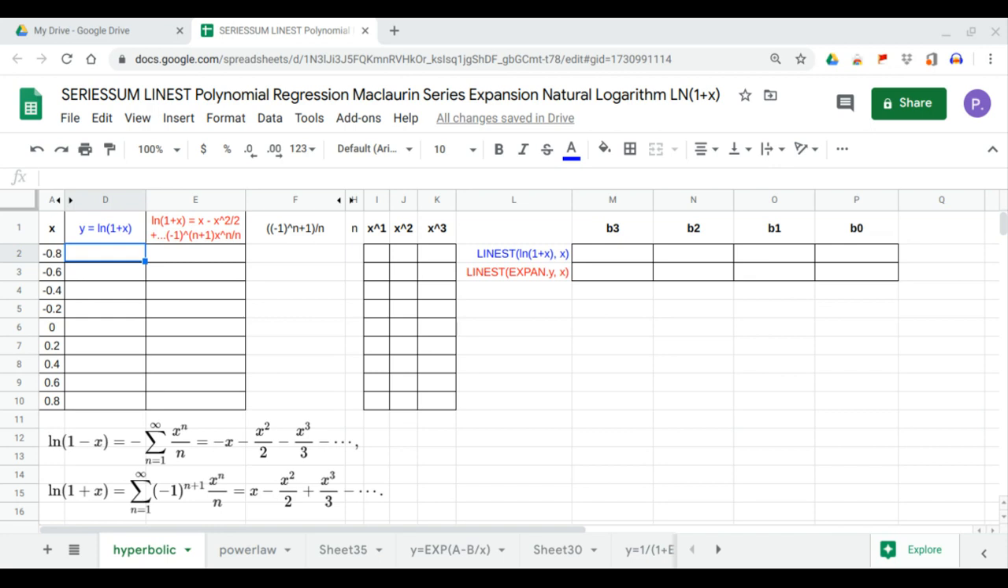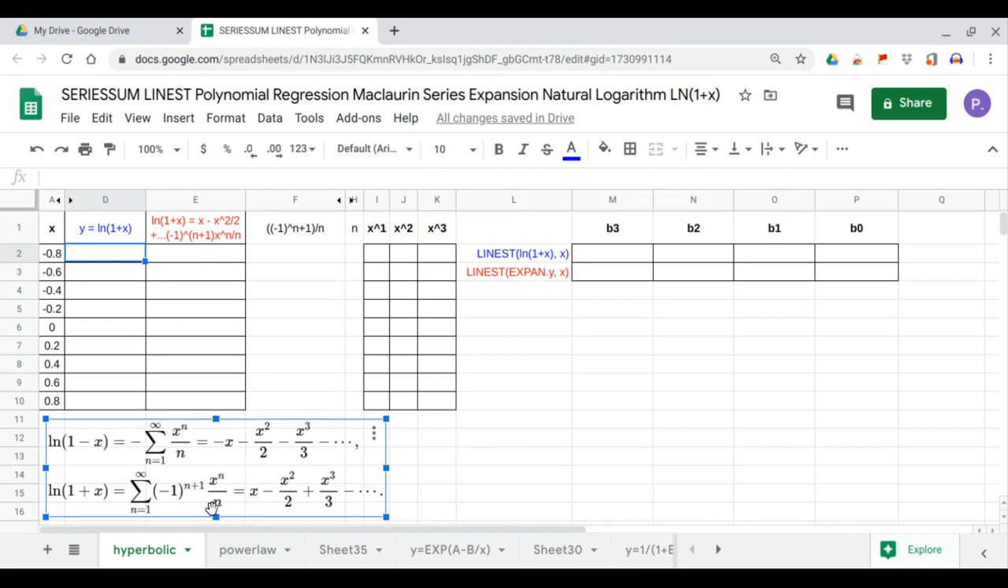In this video we'll use SERIESSUM and LINEST in the polynomial regression of the natural logarithm ln(1 + x). Here we have the Maclaurin expansion of this logarithm ln(1 + x), which is equal to the summation of (-1)^(n+1) times x^n over n.